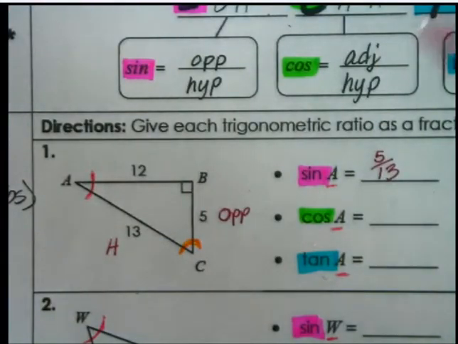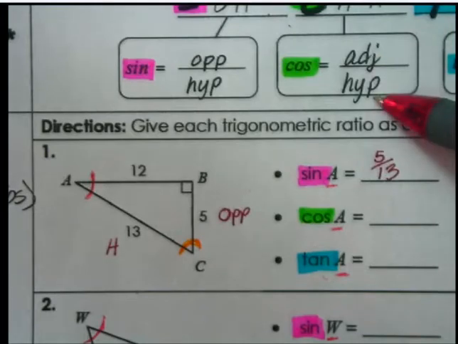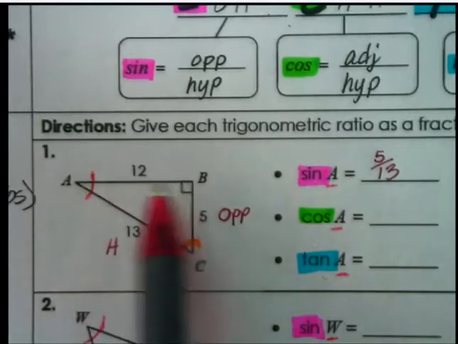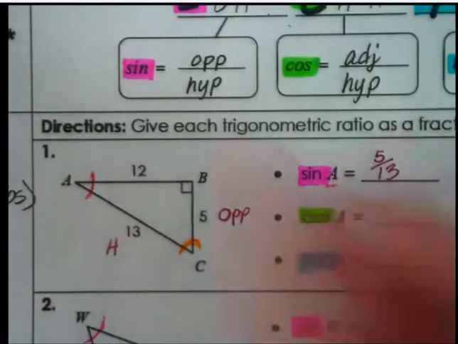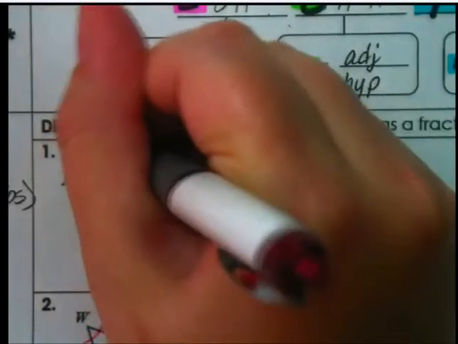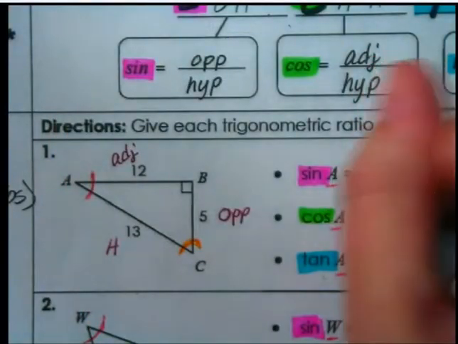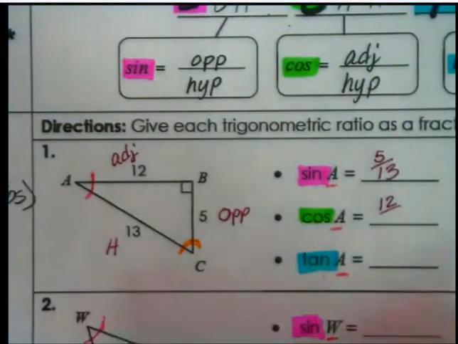So I need the adjacent over the hypotenuse. The leg that's touching angle A is the leg that's adjacent. So that's 12, over the hypotenuse, which is 13.